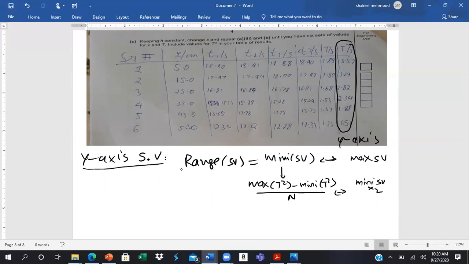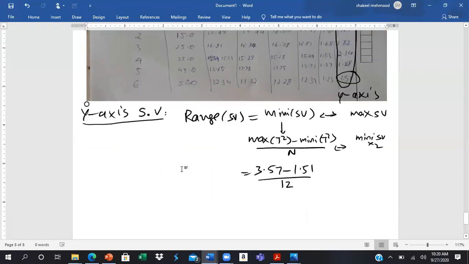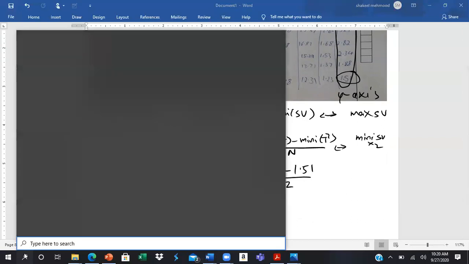And then maximum scale value is simply the answer of minimum scale value into 2. So let's put in the values. The maximum value is 3.57, the minimum value is 1.51, and the number of squares along y-axis are 12. So you have to solve it. Let's solve it now.